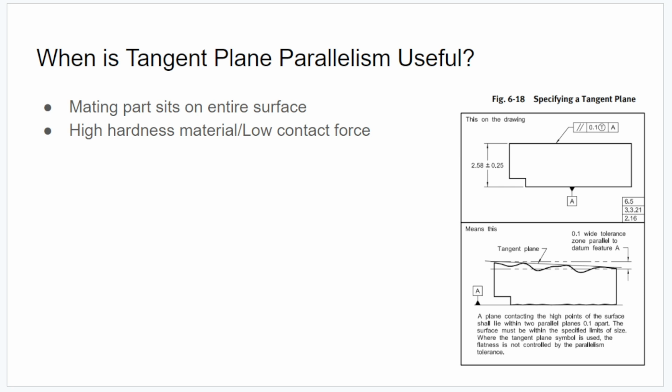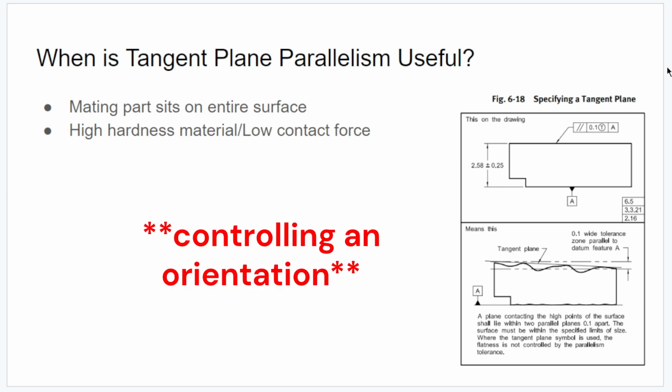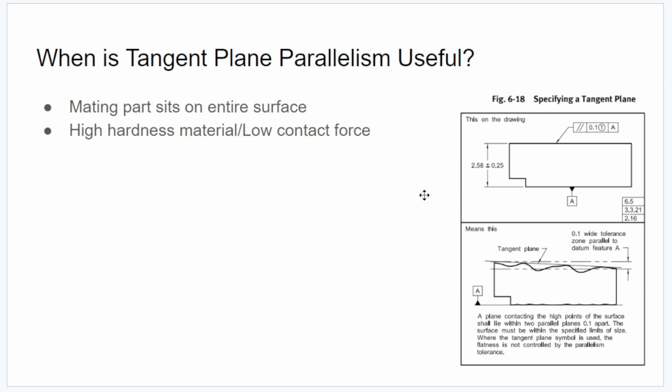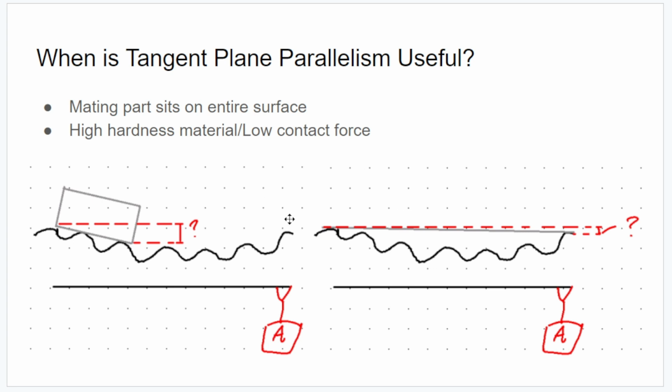So this kind of highlights a couple of the issues with using tangent plane when you're controlling a form, is that it's only really useful in specific circumstances, and those circumstances are, like we discussed, when the mating part covers the entire surface. If you were to measure the tangent plane parallelism of this, you would expect something quite good, but then if the part only covers a portion of the surface, you might get a totally unexpected result during the actual assembly. So that's number one.